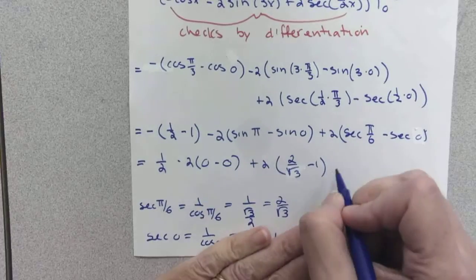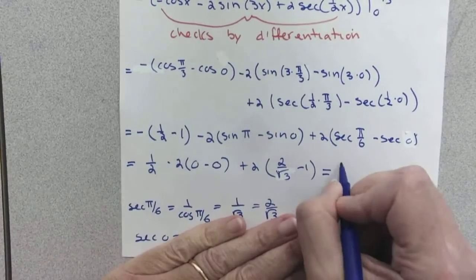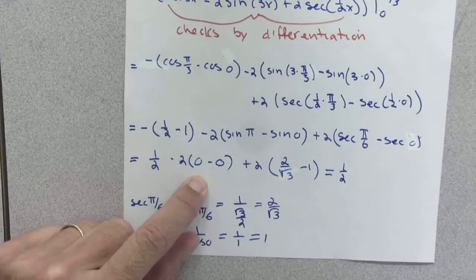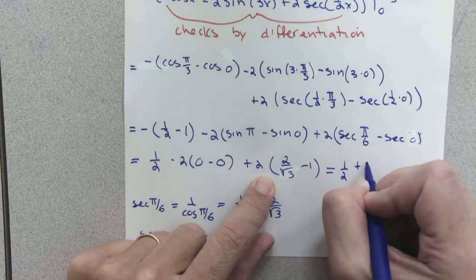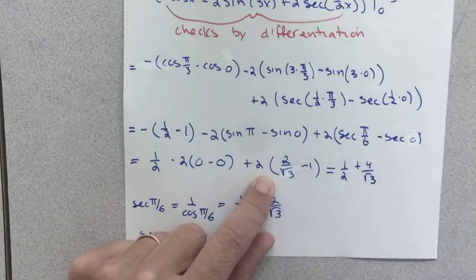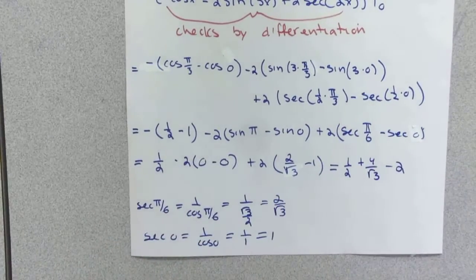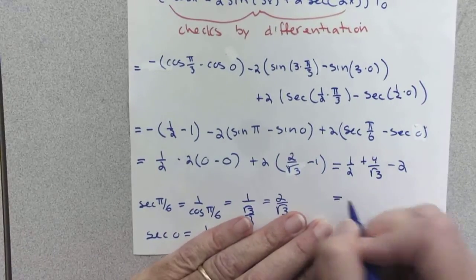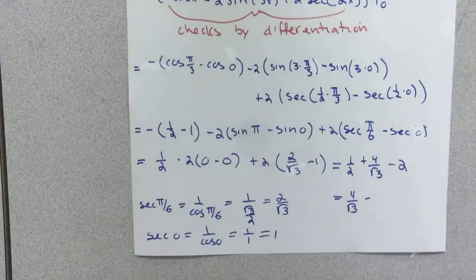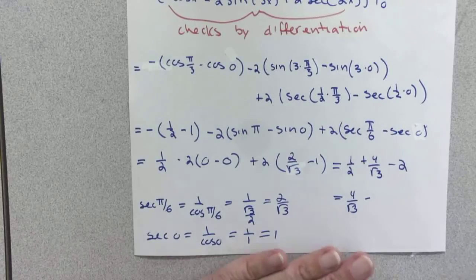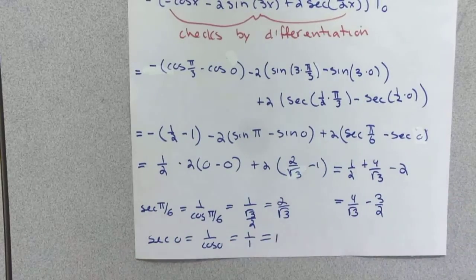So finishing this up, I'm going to have 1/2, that's going to be 0 there. Distributing that 2, that's going to be plus 4 over square root of 3 minus 2. And then 1/2 minus 2. Well, 2 would be 4/2, so 1/2 minus 4/2 is minus 3/2. And there is my answer.